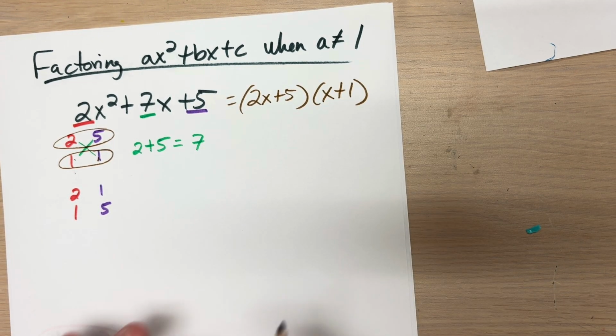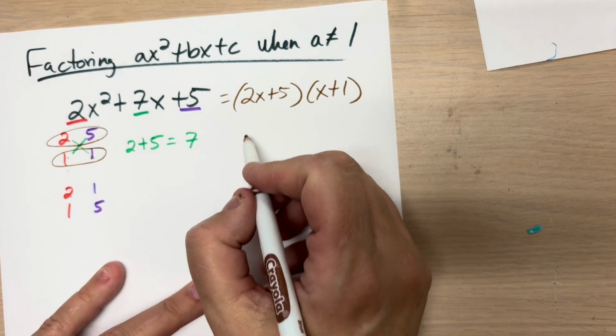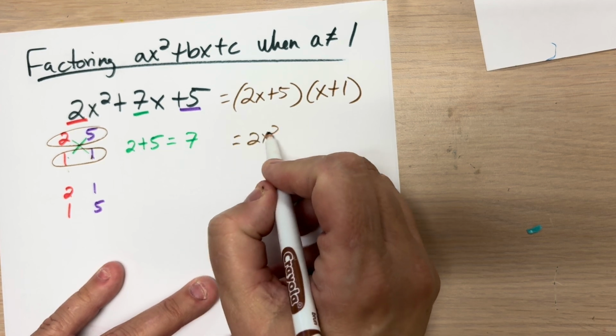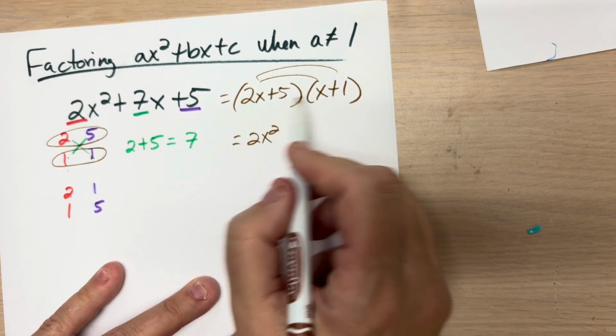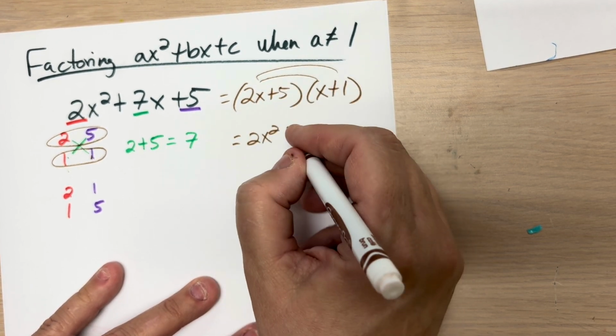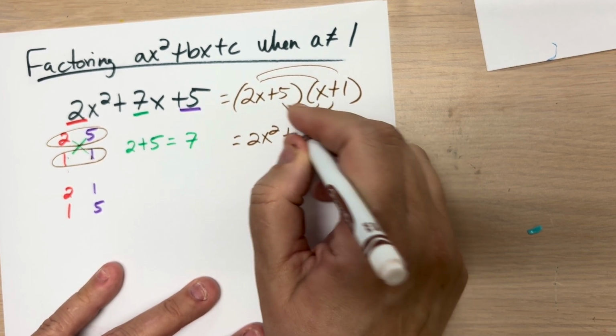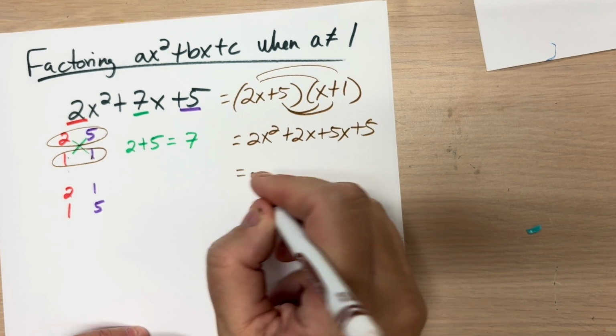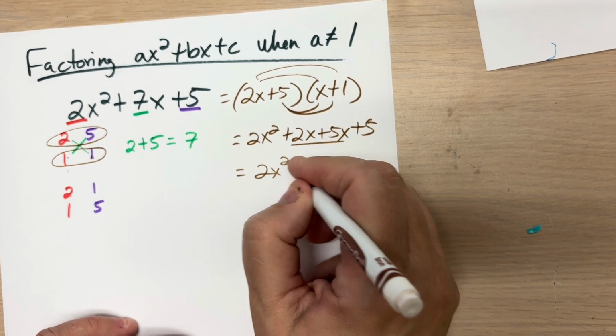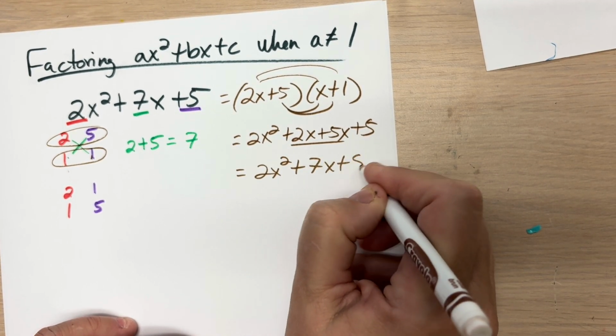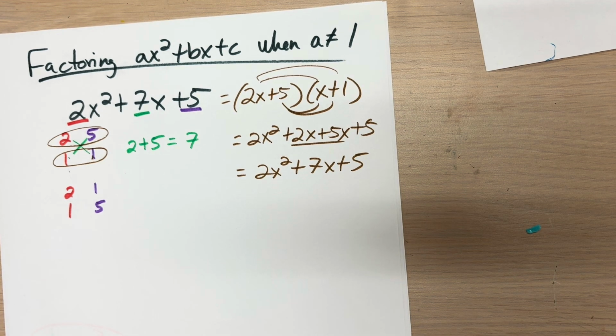If you don't believe me, FOIL it out or multiply it out, however you want to think about it. So we're going to go in, 2x times x, 2x squared, 2x times 1 is 2x, 5 times x is 5x, 5 times 1 is 5, and then combine like terms in the middle, and look, it's what we started with. How cool is that?